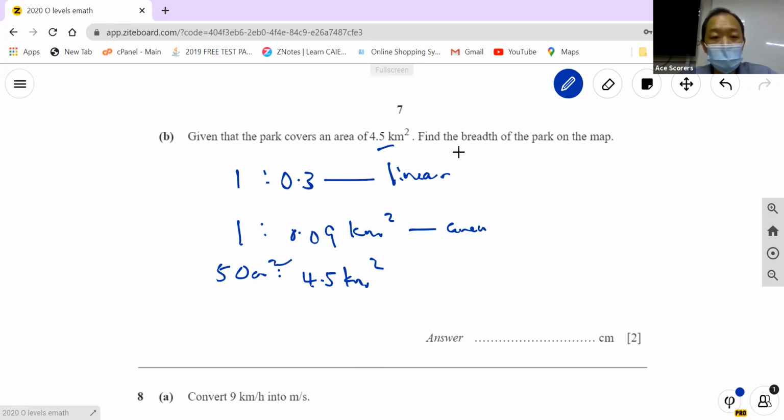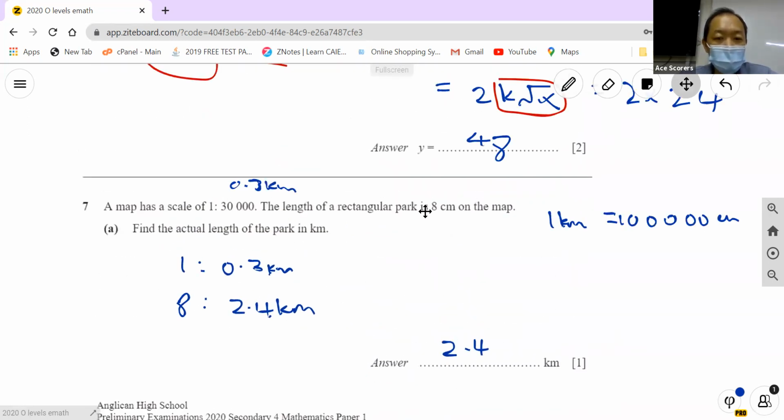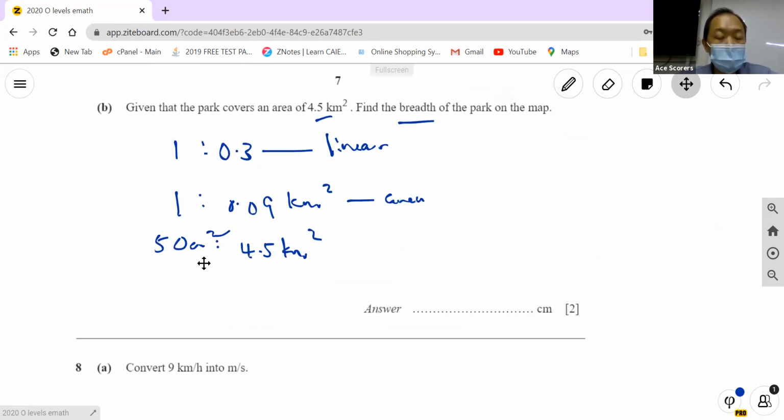But they want the breadth of the park. How to find the breadth? Oh, the length is 8, okay? So now if the area is 50, to find the breadth, you take 50 divided by 8. Okay, I didn't see that info at first. So 50 divided by 8 is 6.25.